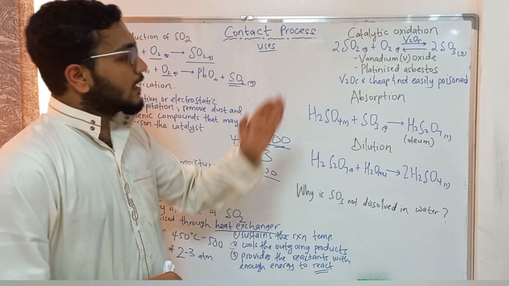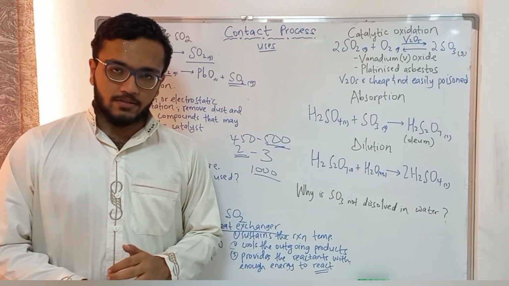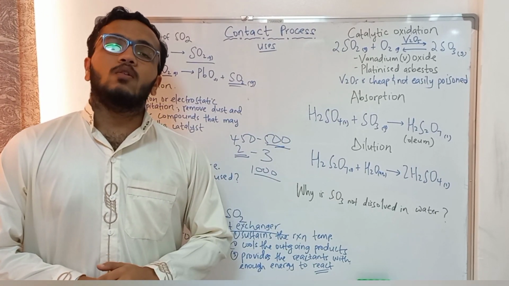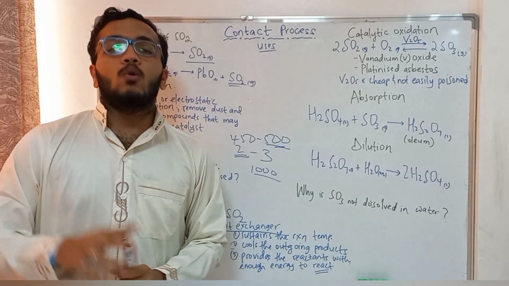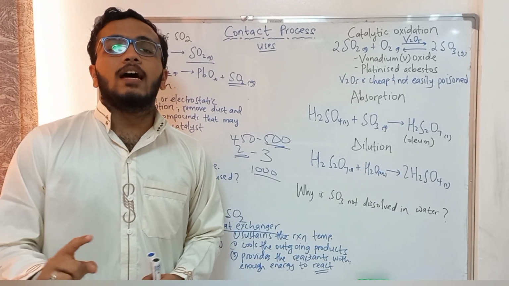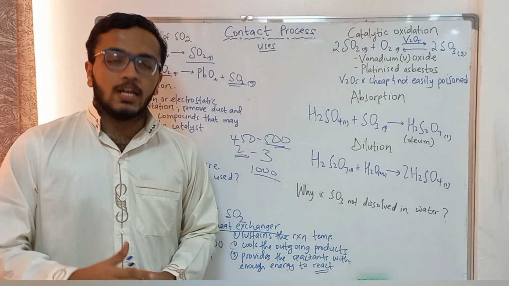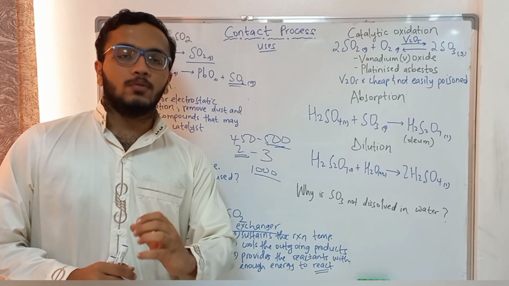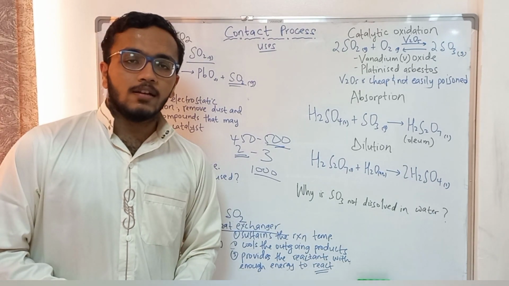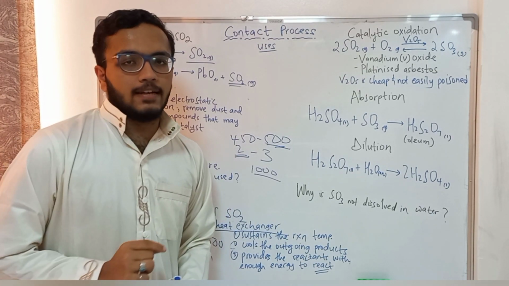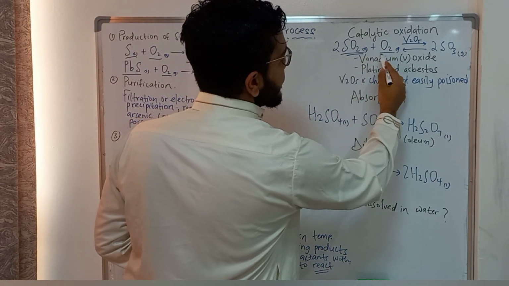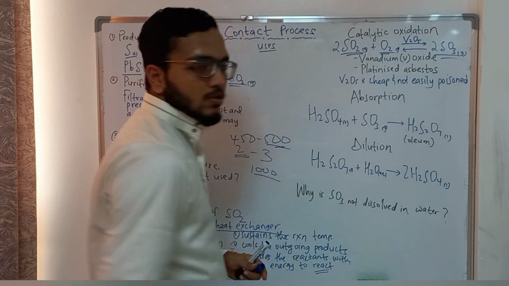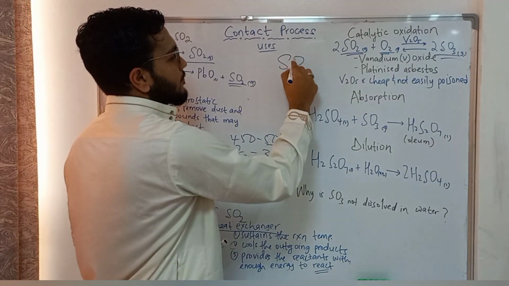Catalytic oxidation is what occurs. You carry out catalytic oxidation. Sulfur oxide gas is heated with air. Now, which part of air are we talking about again? Oxygen. Sulfur oxide is heated with oxygen to form sulfur 6 oxide. Okay? So, SO2 is heated with oxygen to form sulfur 6 oxide, SO3.